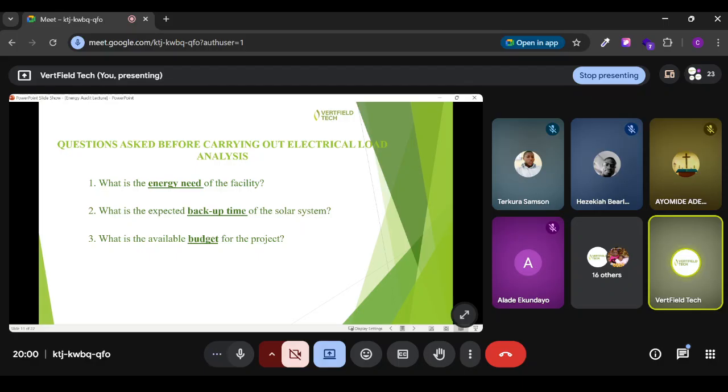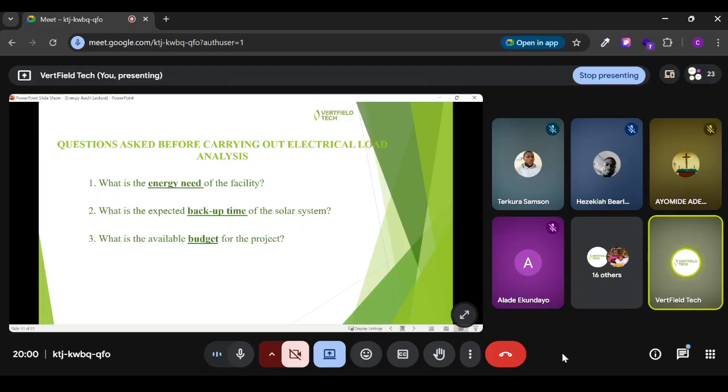Questions asked before carrying out electrical load analysis on any facility. Because you have an idea of solar systems does not mean you can just go ahead and do installation. Like we keep saying, when you are invited for a solar project, there are things you need to take care of, and asking these basic questions is key to having a very good solar system installed at the end of the day. So let's take for instance Mr. Sampson has invited us for a solar project in his facility, and on getting there, there are basically three questions to ask: two principal questions or standard questions, and a third one as a bonus.